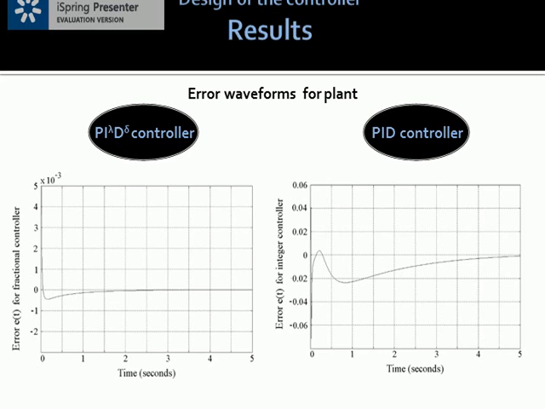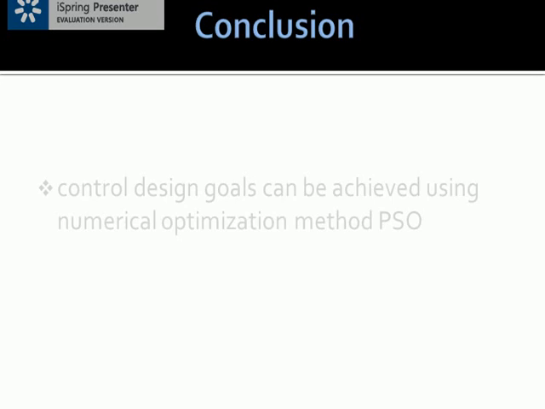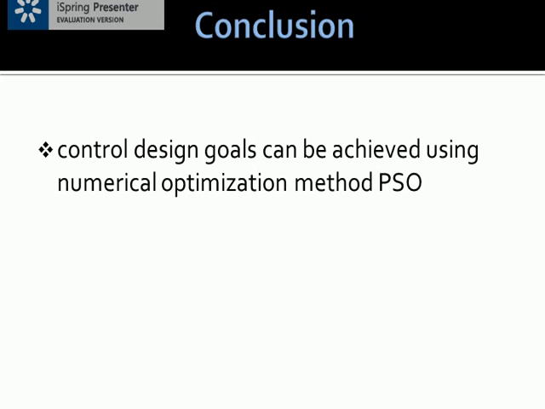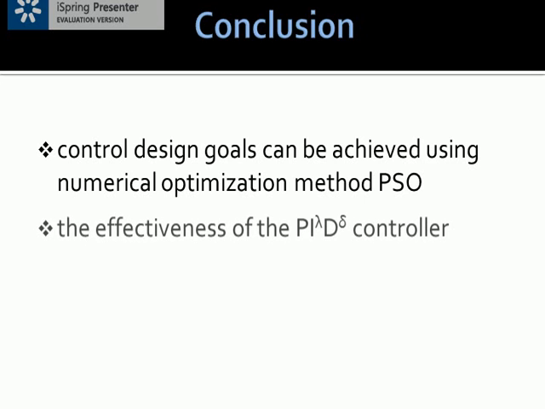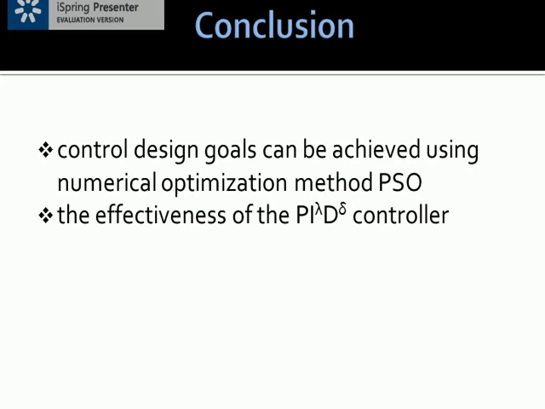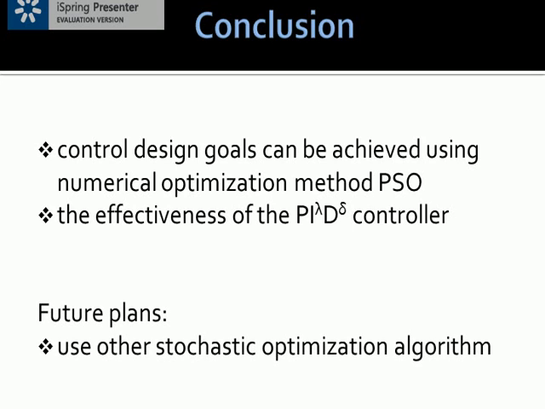In conclusion, the main findings of this study are: control design goals can be achieved using a numerical optimization method, particle swarm optimization. Furthermore, the results show us that the fractional PID controller is much more efficient than the integer one. Future plans for this research are to use other stochastic optimization algorithms and to change the fitness function to maybe something more efficient. Thank you for your attention.